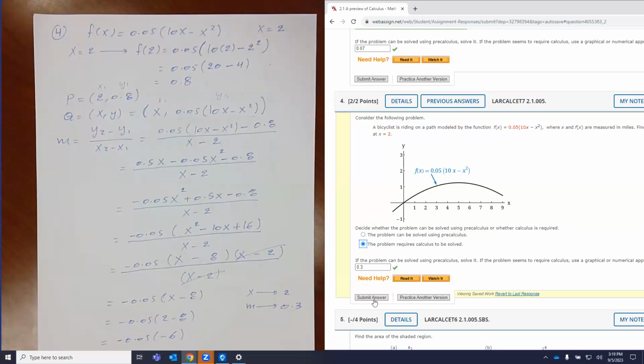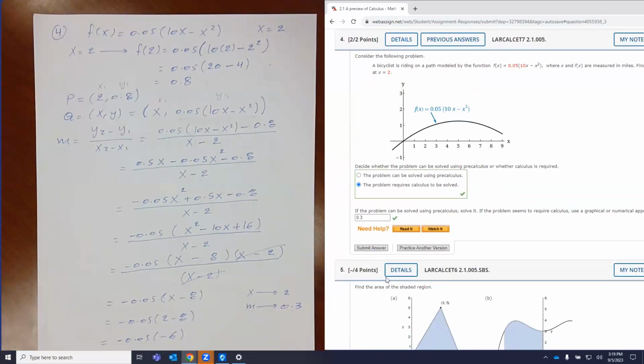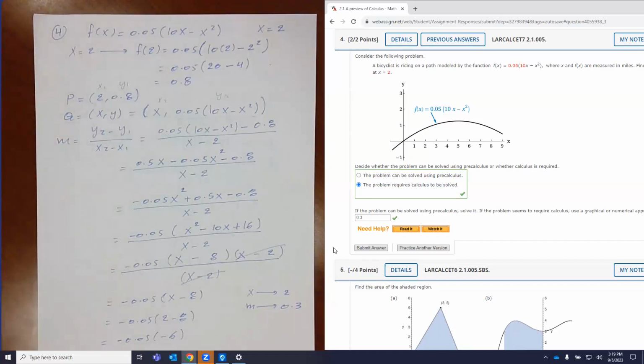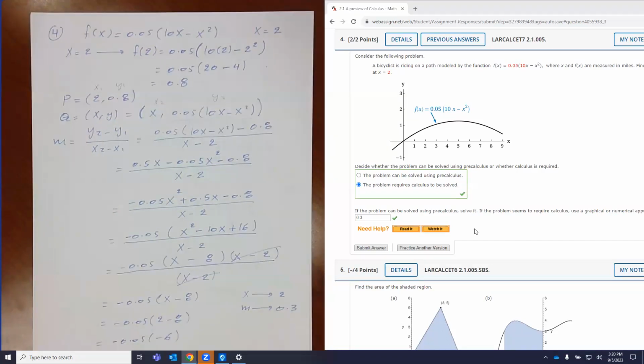Let's check that. Sure is going to be right. Yes, this is using the calculus. And that's it. We're going to learn an easy method when we start section 3.1, 3.2, how to find the slope without using just the old formula, but using the calculus. Let's go to the next problem.